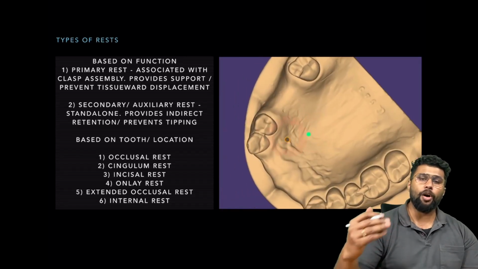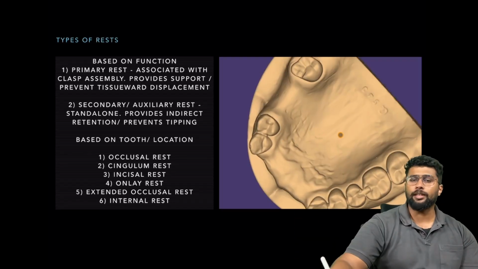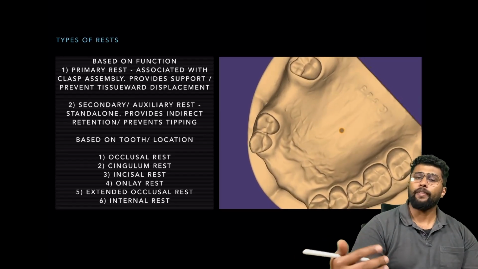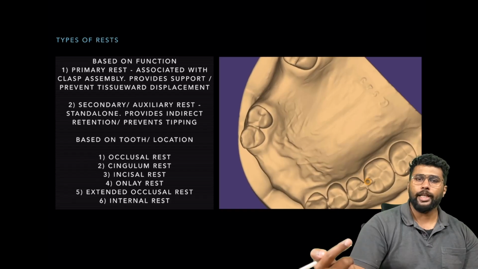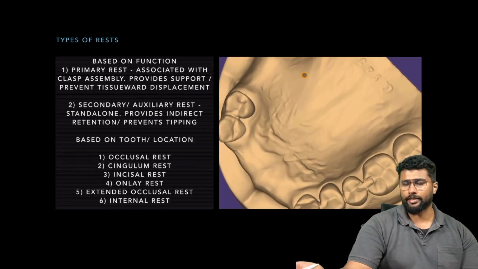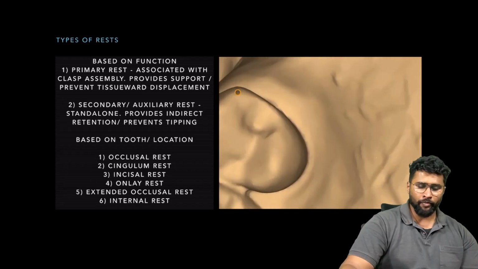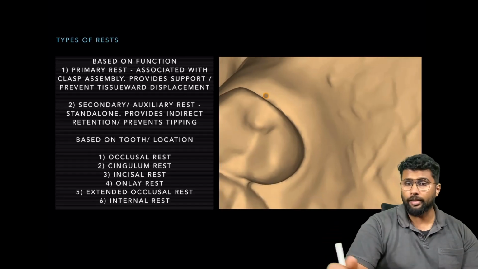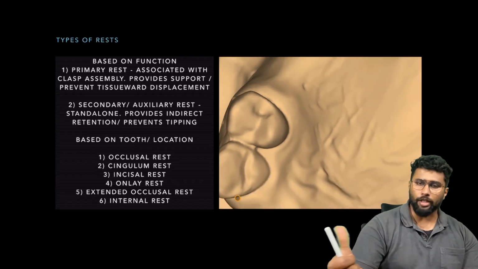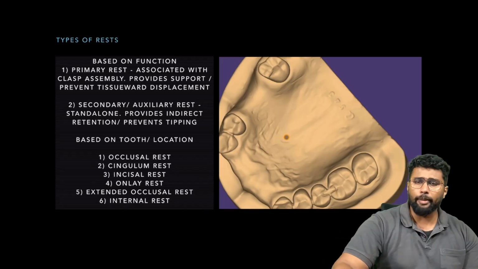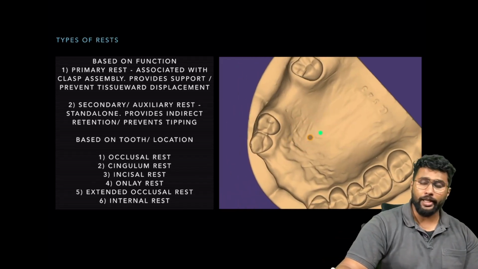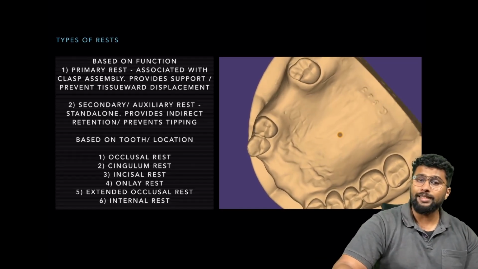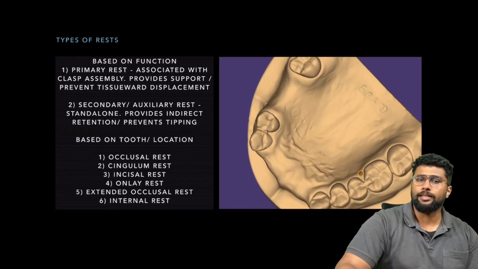A secondary or an auxiliary rest may be given at other additional junctions, right? They can be provided to give extra support, and they can also serve the role of indirect retention, which we will be discussing later on. Now, based on what tooth you prepare, or based on where these are located, you can classify them as occlusal rests, which are basically prepared on the occlusal surface of the teeth. Right? Cingulum rests, if it is going to be on an anterior tooth. You can prepare them on the incisal edge, also known as an incisal rest.